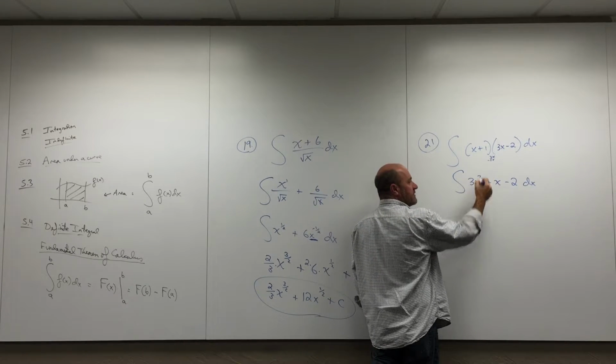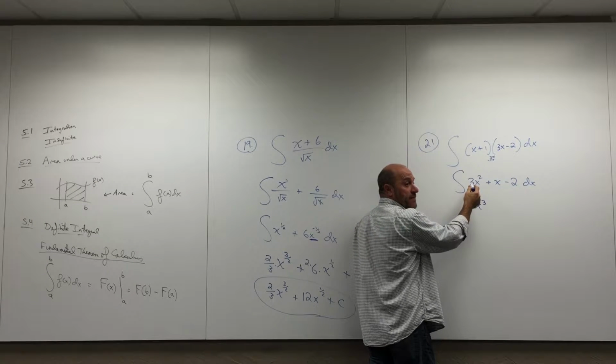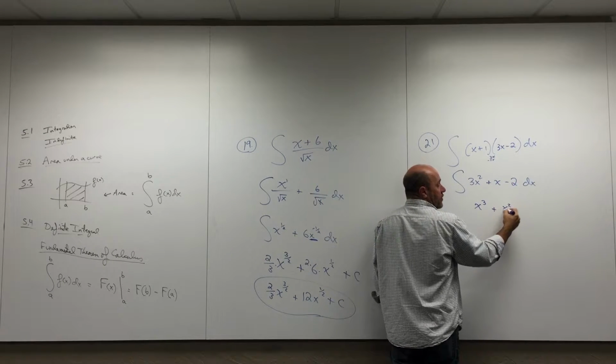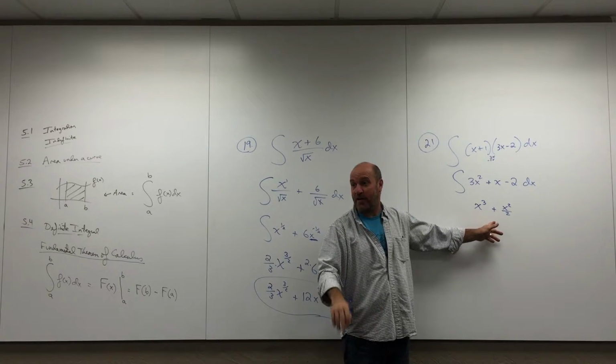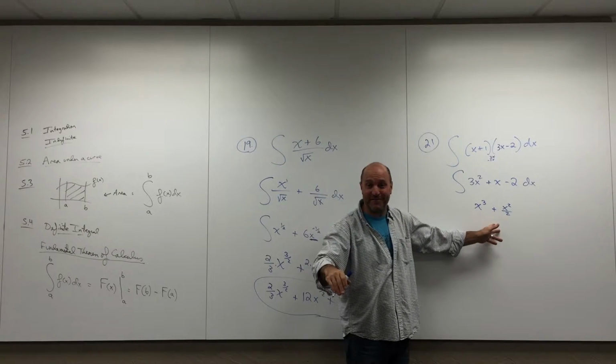Okay. Add 1 to this, and then divide by 3, and when you divide by 3, it kills that 3. X squared over 2, you can say it two ways. I go back and forth. I can say x squared over 2, or I can say 1/2 x squared. Hopefully you're smart enough to know they're the same thing.